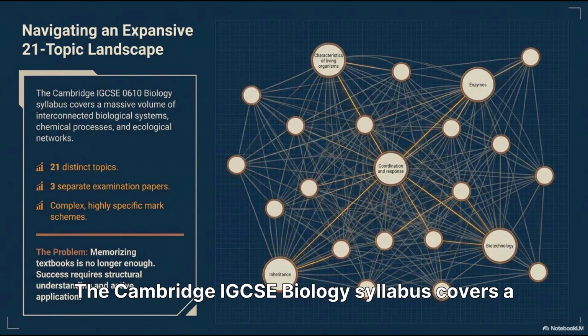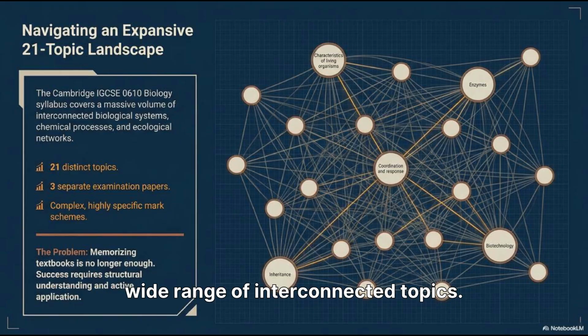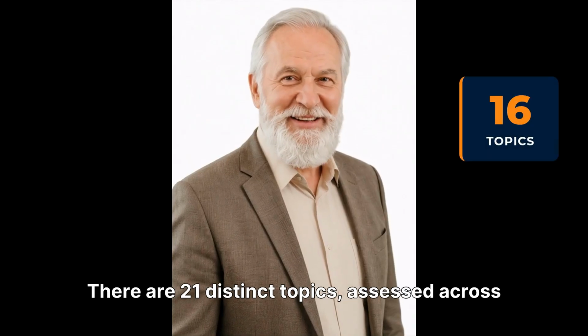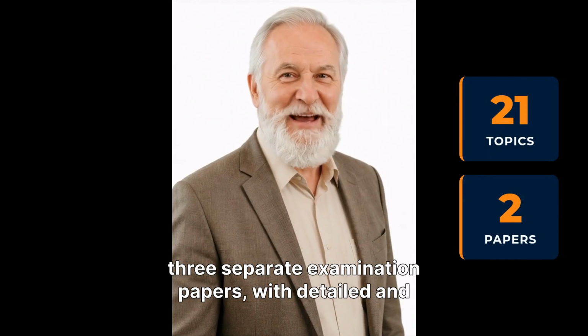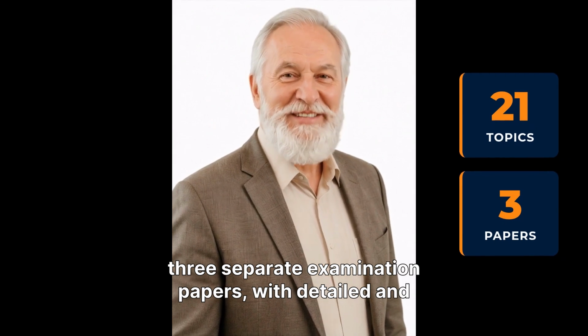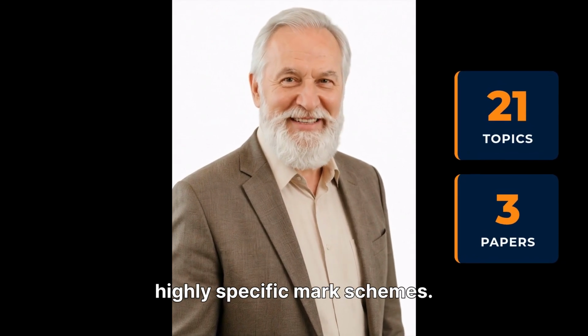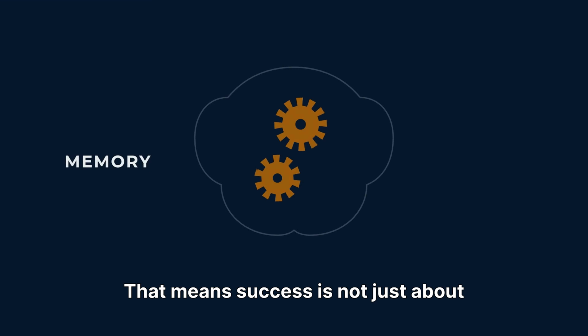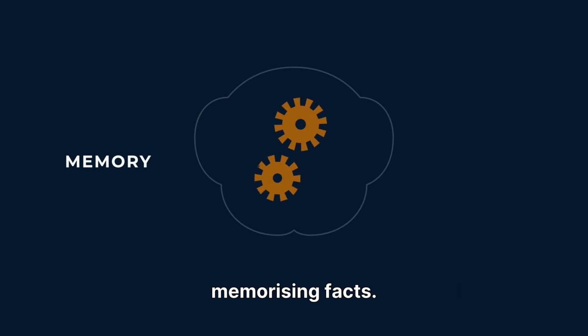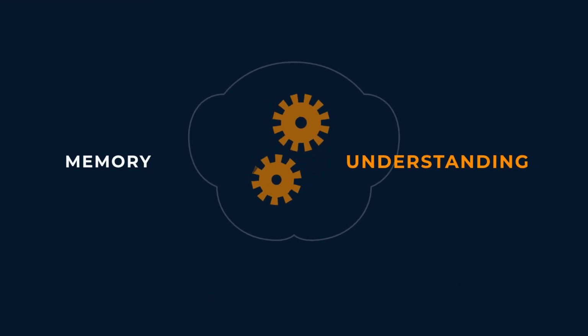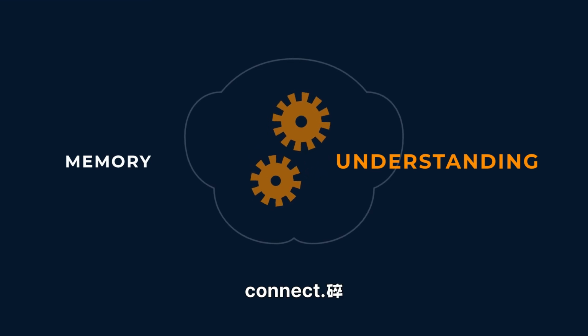The Cambridge IGCSE Biology syllabus covers a wide range of interconnected topics. There are 21 distinct topics assessed across 3 separate examination papers with detailed and highly specific mark schemes. That means success is not just about memorizing facts. You need to understand how the topics connect.